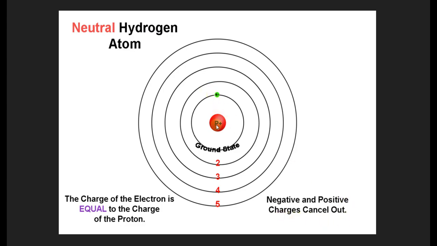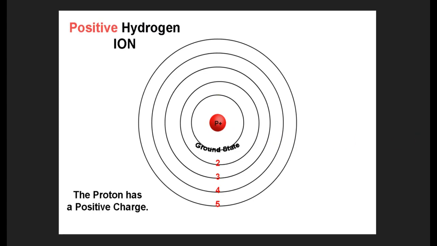They also attract each other. Negative and negative charges will repel. Positive and positive charges will also repel. This is called a positive hydrogen ion. We have a net charge here. So this is a positively charged atom. We call this an ion. All ions are charged atoms.